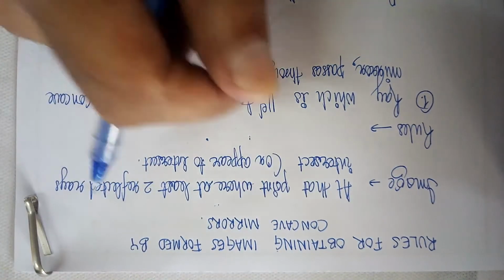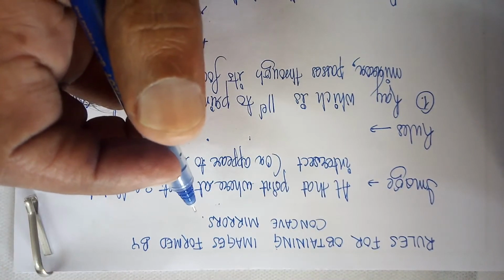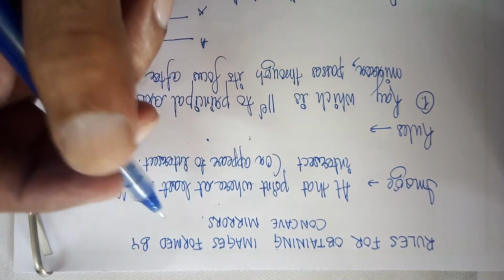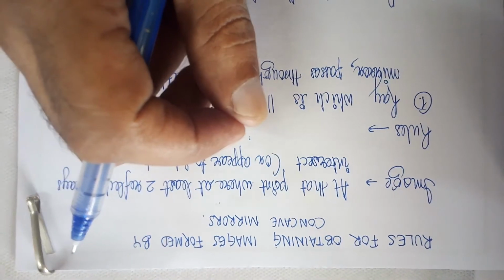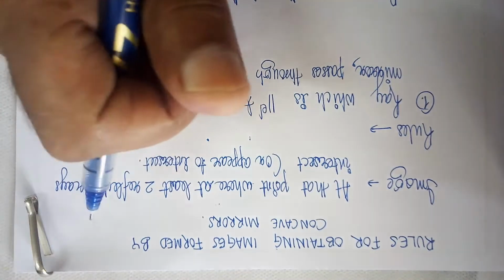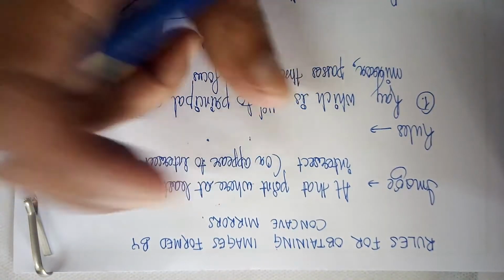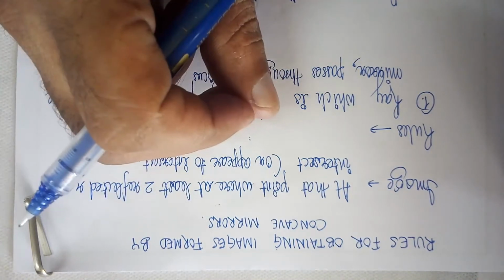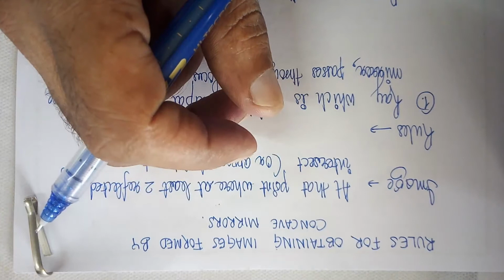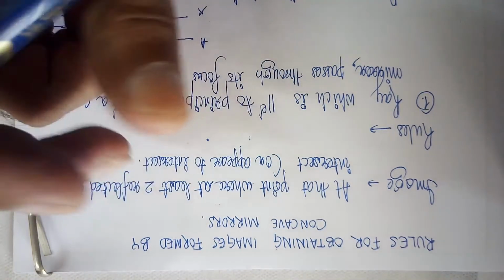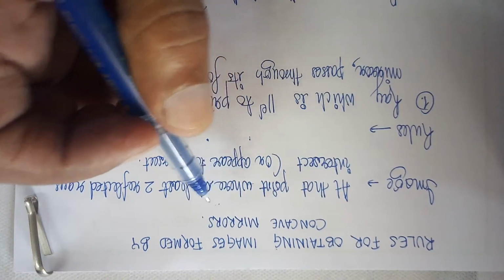Now, to find out the position of an image formed by a concave mirror, we will use only those two rays of light, as you know, starting from the object, whose paths after reflection from the mirror are known to us and easy to draw. There are some rules for obtaining images formed by concave mirrors.